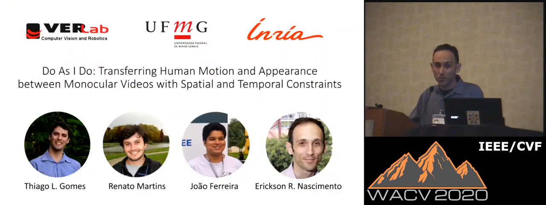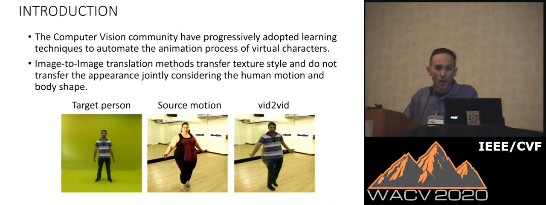Hello everyone, I'm Erh-Kan. Today I will talk about transferring human motion appearance between monocular videos using spatial and temporal constraints. The computer vision community has adopted learning techniques to automate the animation process. However, image-to-image translation methods do not transfer appearance while jointly considering human motion and body shape.